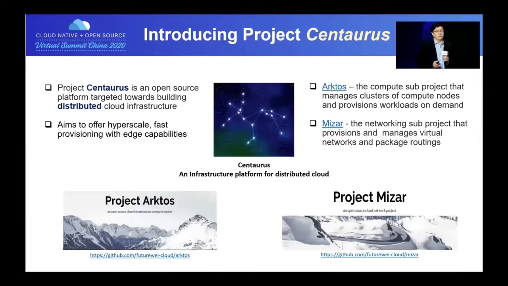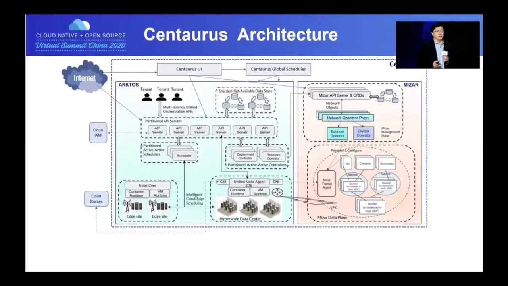Project Centaurus actually consists of two sub-projects. We named them Arktos and Mizar. More detail on Arktos and Mizar will be discussed in the following slides. This is our architecture of Project Centaurus. I won't be able to deep dive into this architecture in detail, but I would like to mention a few highlights.